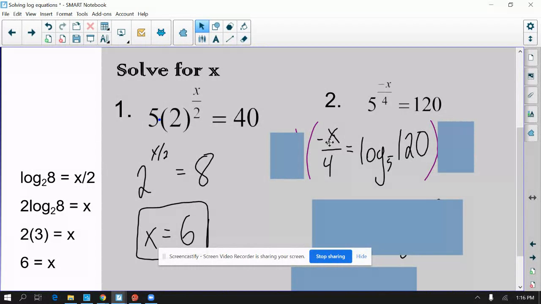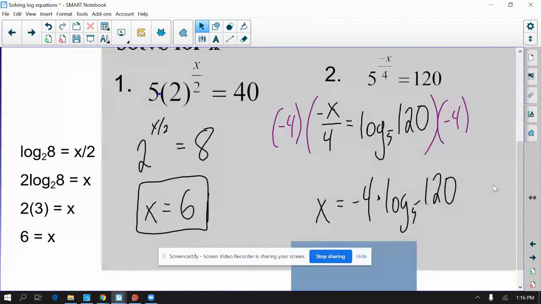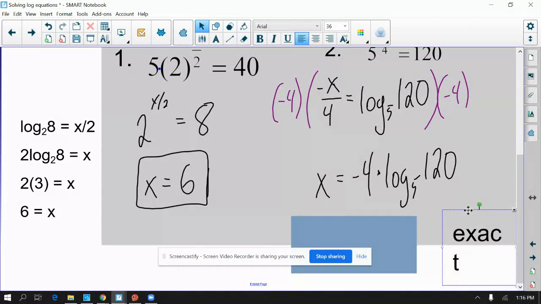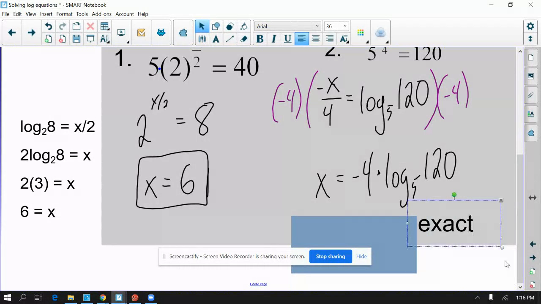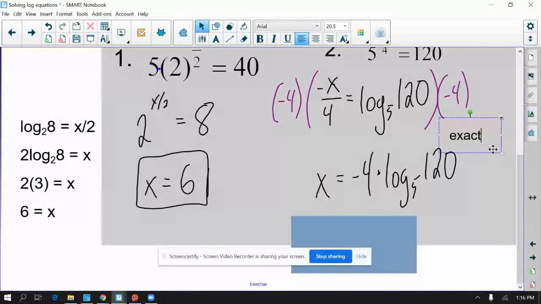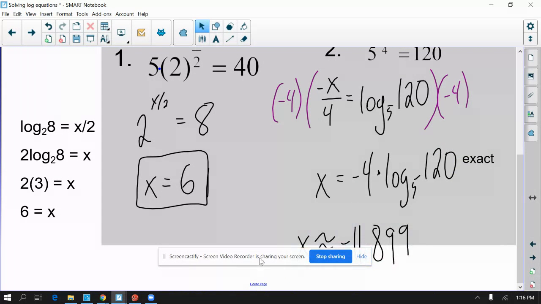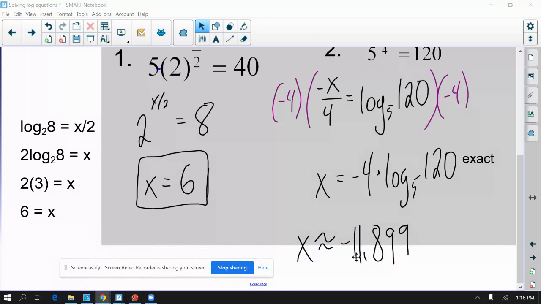And I'm 2 steps away from solving for x. I had to undo division by 4, and I had to undo multiplying by negative 1. I could do all those in one step just by multiplying by negative 4. And so there it is. This is the answer. X is negative 4 times log base 5 of 120. That is the exact answer without any rounding. On the test, you're going to be asked for exact answers, and this is it. You could then type that into your calculator and round it, and you get negative 11.899.